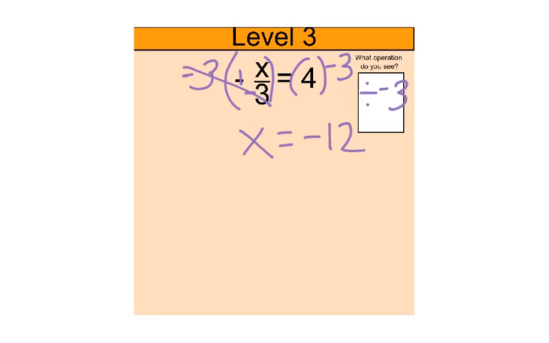Let's check it, because it's always a good idea to check these. So I have negative x over 3, and in place of the x, I'm going to put negative 12, is equal to 4. The first thing I notice is that I've got a negative negative. What is a negative negative? Well, that kind of goes away. So then I can just look and say, what is 12 divided by 3? Huh, that is 4, so I did it right.